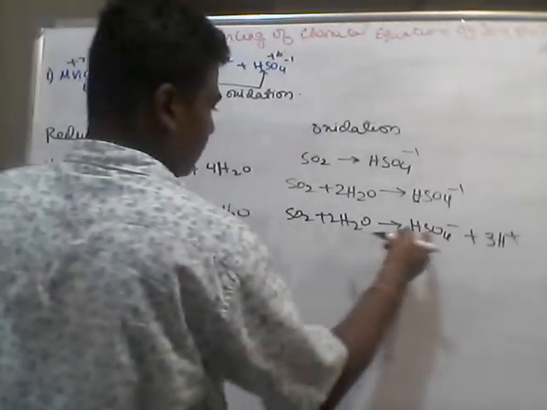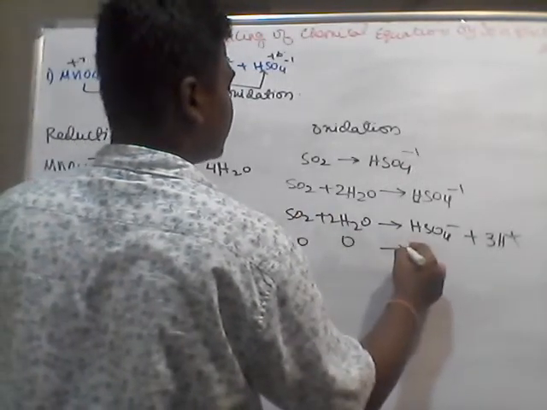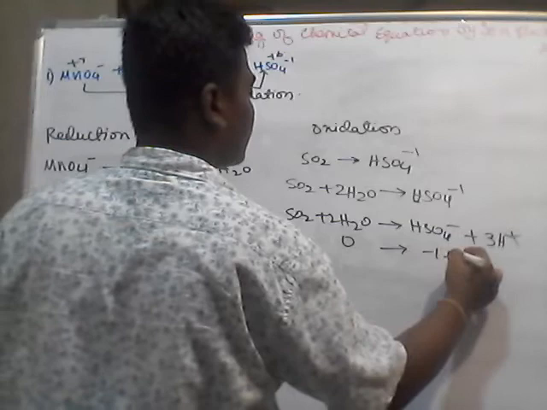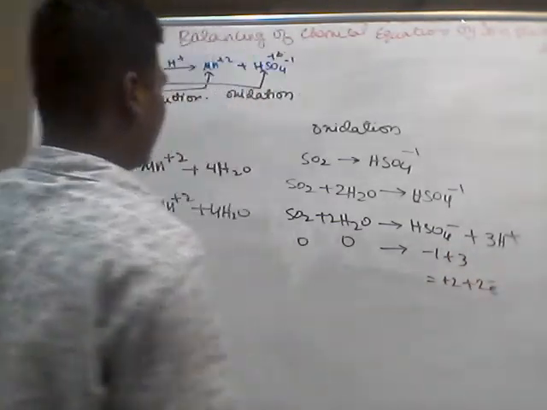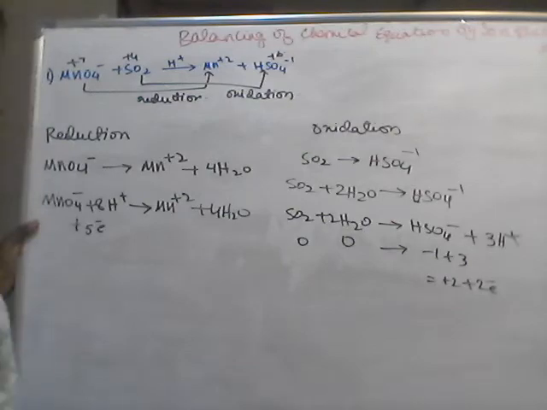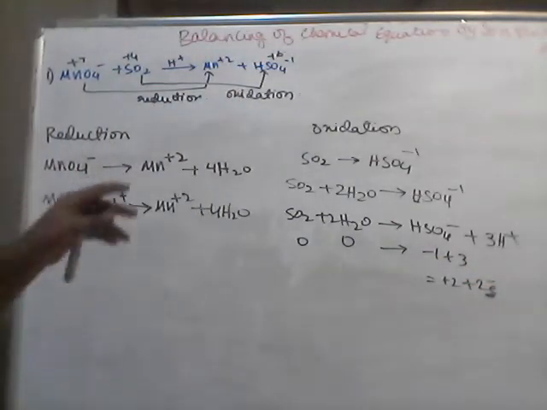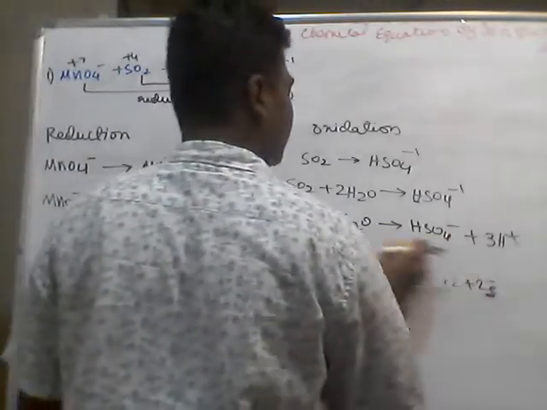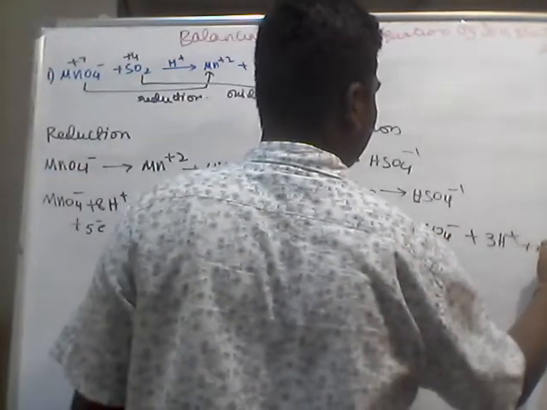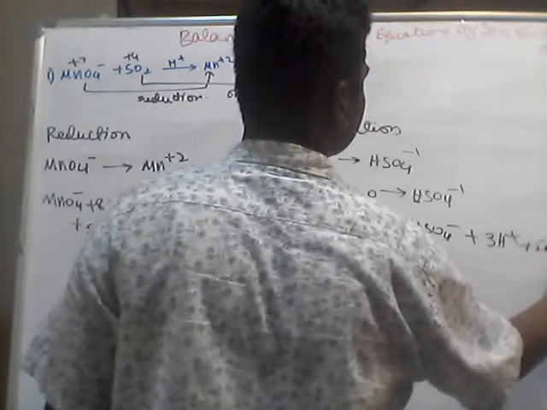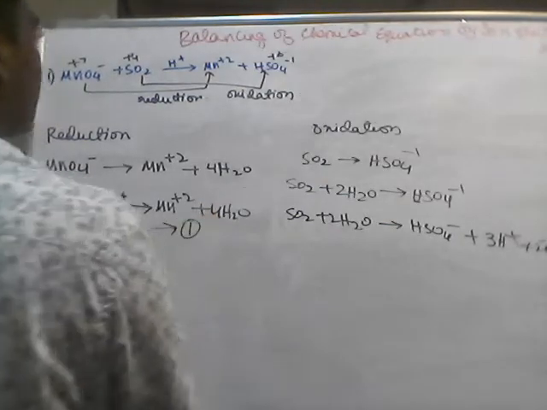Coming to next, balance the charges. SO2 is 0, H2O is 0, which is giving rise to minus 1 plus 3, which is plus 2. On the plus 2 side I am adding 2 electrons, which is giving me 0. So can I say 2 electrons are needed on the product side? Yes, so I will add 2 electrons here. That's it. This is the second equation, and this is the first equation.